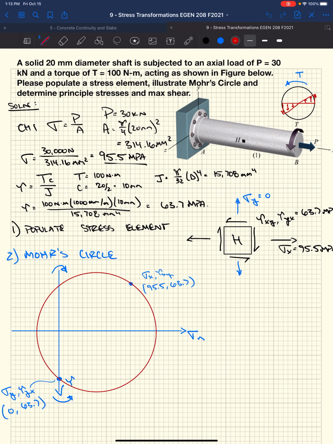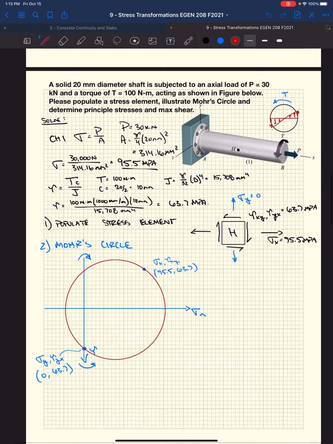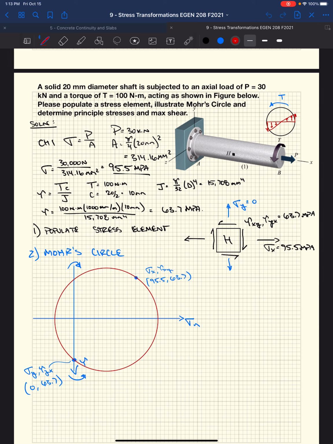In order to do that, we looked at both our normal stress and our shear stress. Shear stress came from the torque. Normal stress came from the applied axial load, right? So we came up with our applied stresses. We populated our element based on those applied stresses for a given state. Then we plotted those on Mohr's circle.